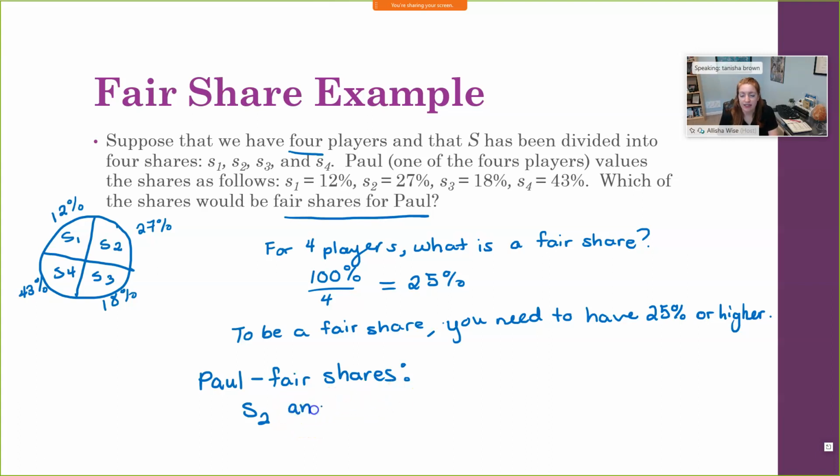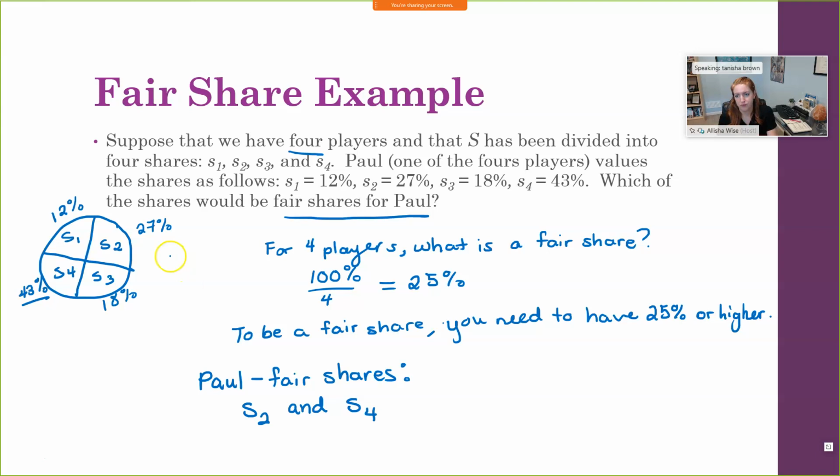S4. Very good. Yes, absolutely. He obviously would prefer S4 the most, right? 43%. However, he would be happy with S2 as well. He would feel like he got a fair share, right?